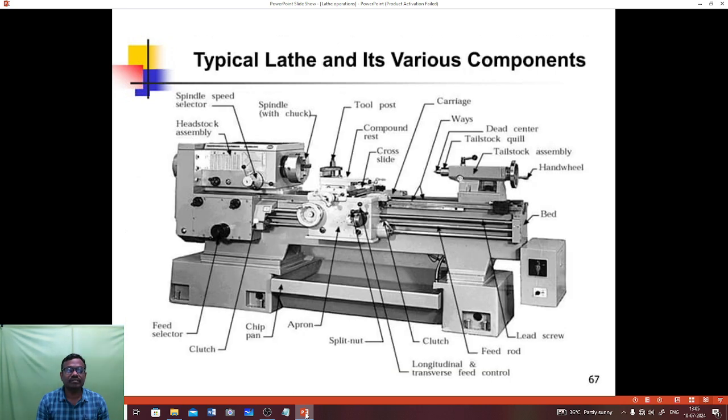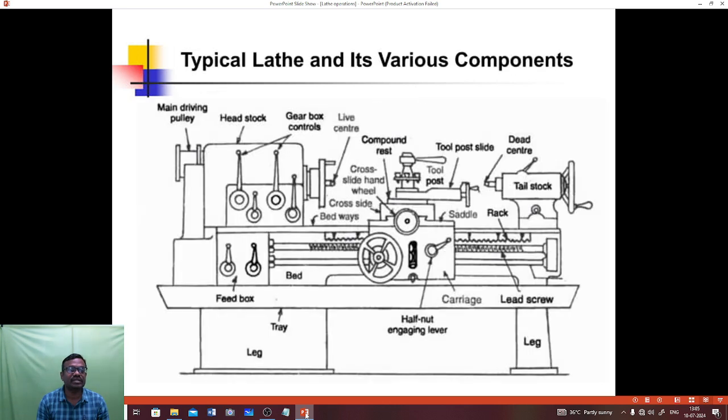Typical lathe and components. A lathe consists of feed selector, clutch, chip pan, apron, split nut, clutch, longitudinal and transverse feed control, feed rod, lead screw, bed, end wheel, tailstock assembly, tailstock wheel, dead center, base, carriage, cross slide, compound rest, tool post, spindle, headstock assembly and spindle speed selector.